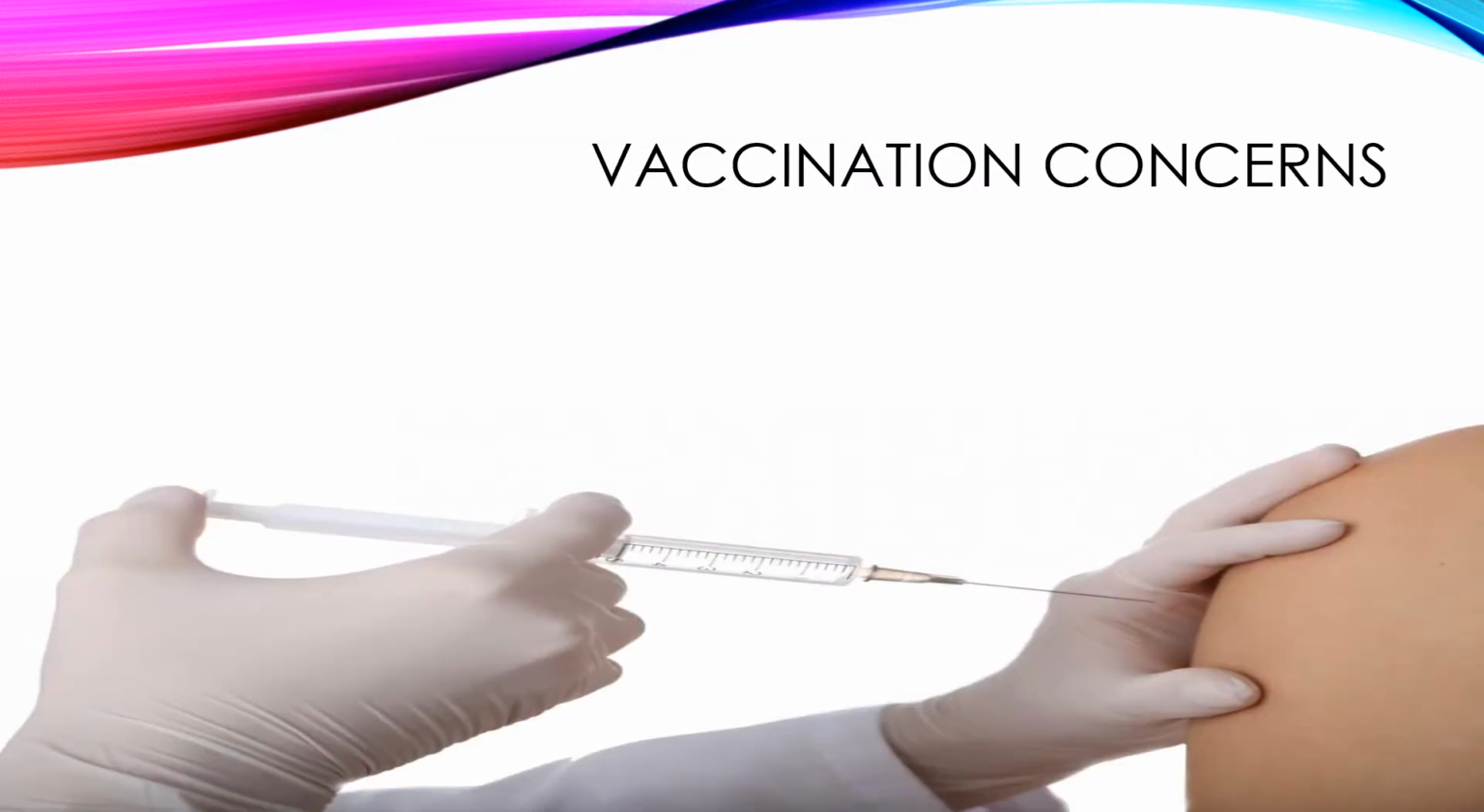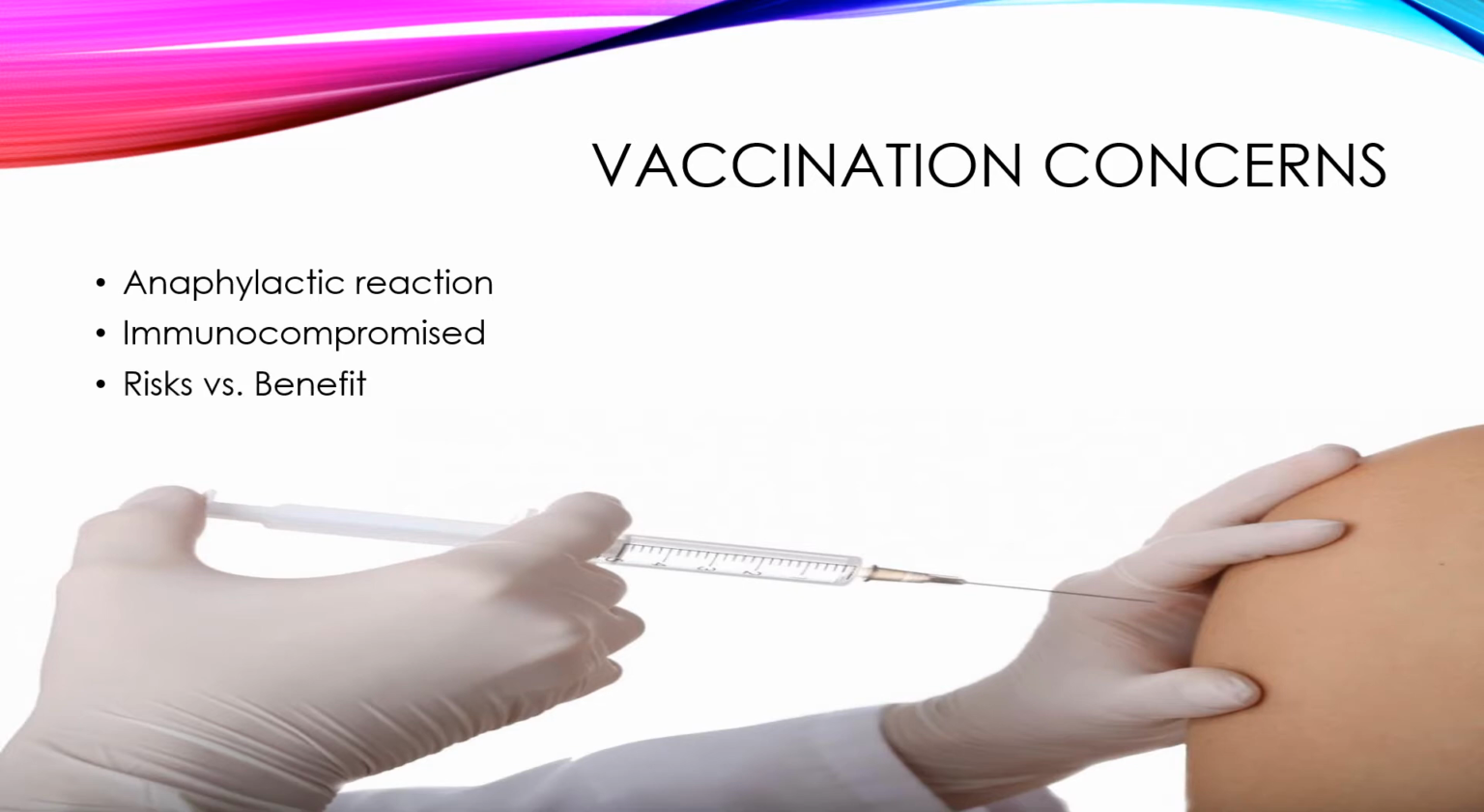Vaccination concerns. Anaphylactic reaction, immunocompromised, and risk versus benefit. So anaphylactic reaction is closing the throat, an inflammatory overresponse of the immune system, similar to an allergic reaction. This needs to be treated immediately to try to prevent the airway from completely closing. So often this means that we're going to save the airway by intubating them before their airway becomes completely compromised.